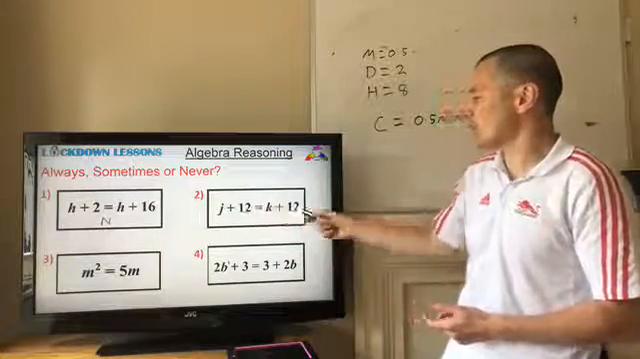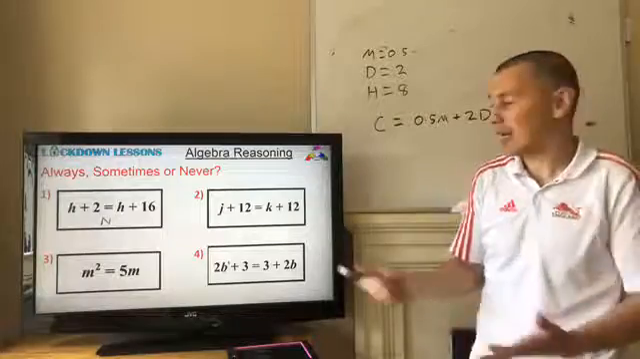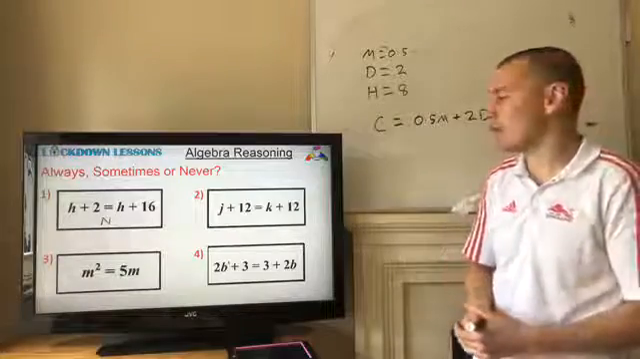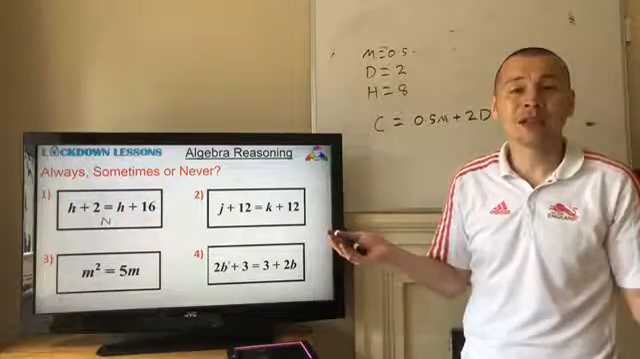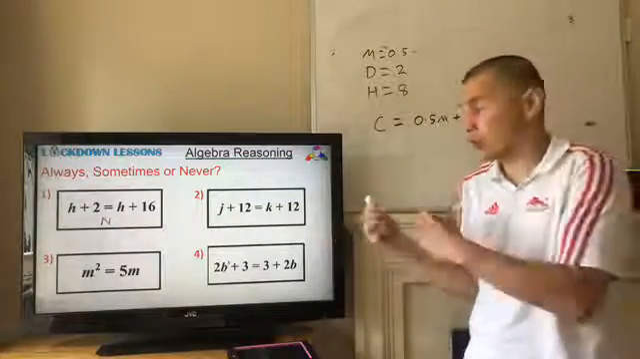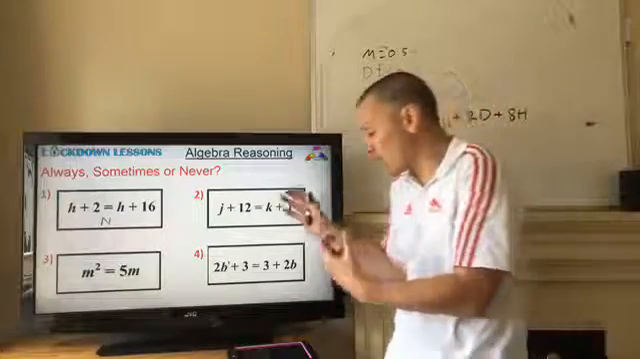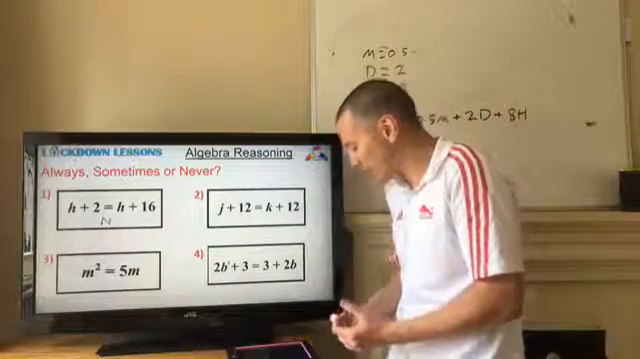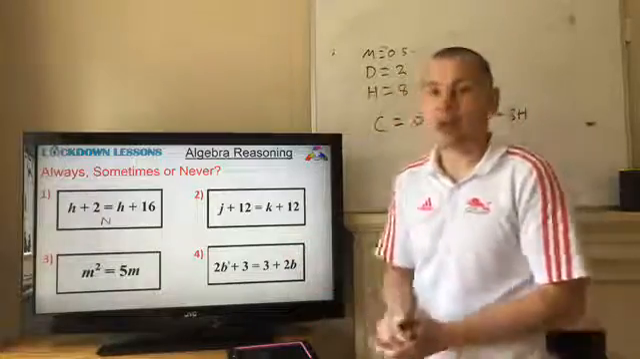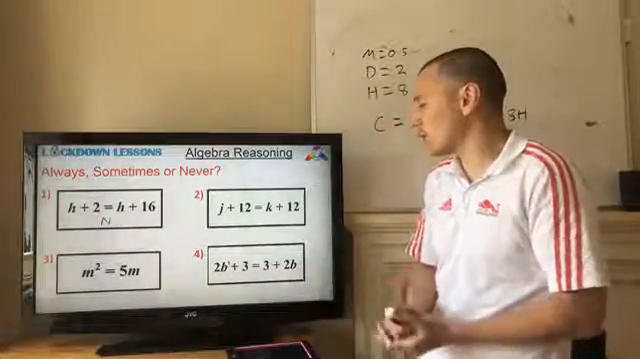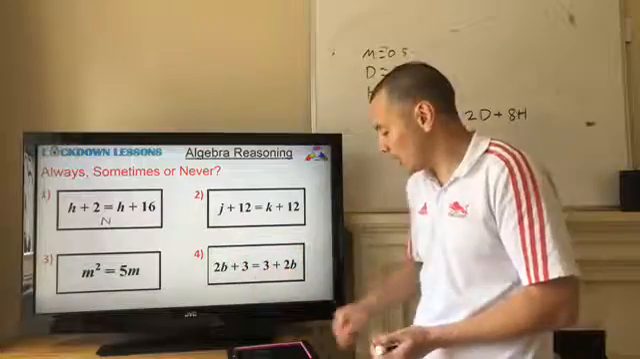j plus 12 equals k plus 12. Can that one ever be true? What can you make j and k so that it is true? If it is sometimes true, explain when it's true. Think about when this one can possibly be true. So if you put sometimes down, let me know when it is sometimes true.